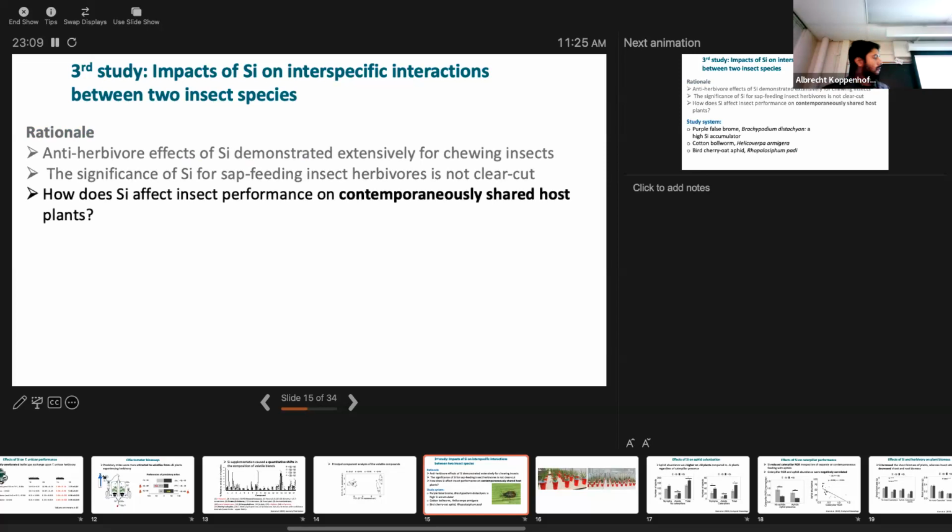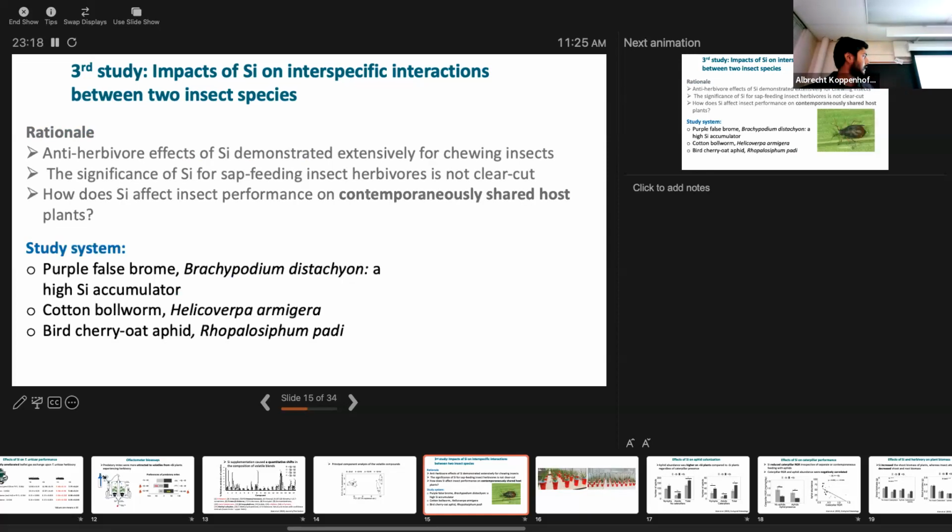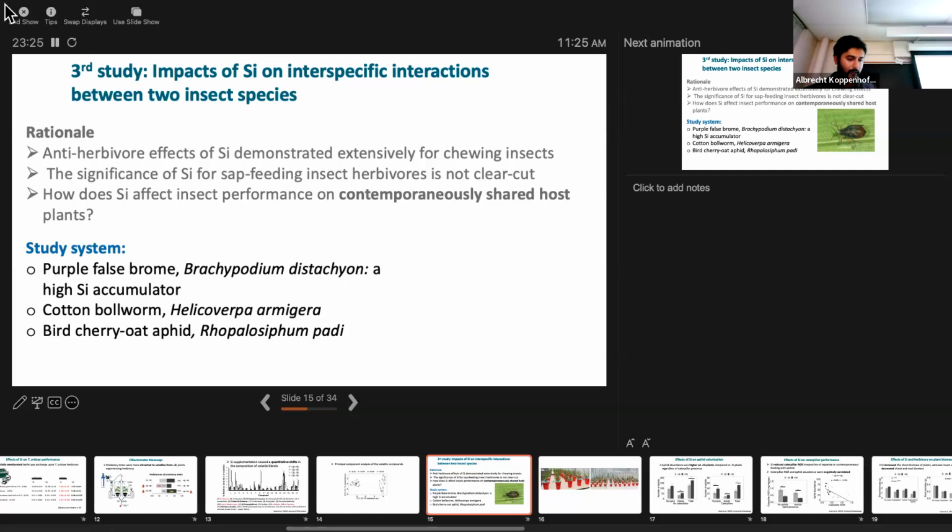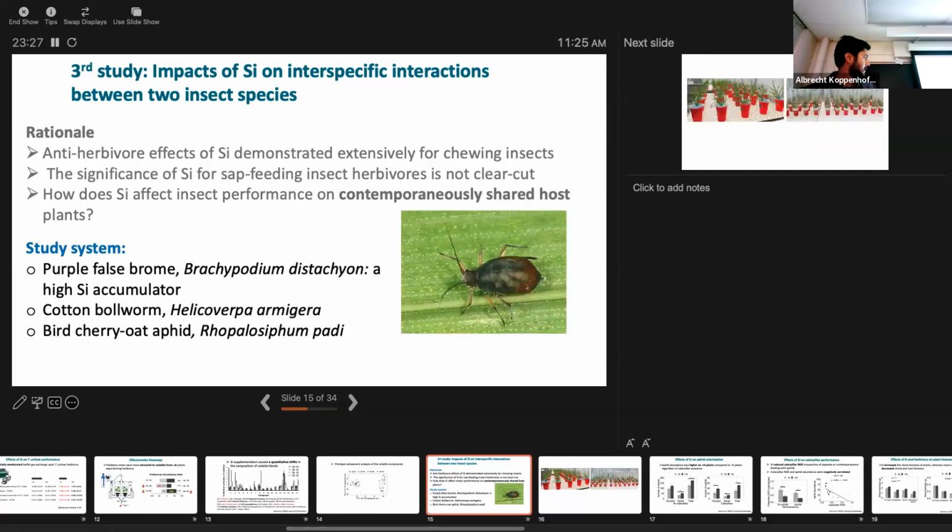So we asked how silicon affects insect performance on contemporaneously shared host plants. So we used two different insect herbivores. One is cotton bollworm, Helicoverpa armigera, and another is bird cherry-oat aphid, Rhopalosiphum padi. So one chewing insect and another fluid-feeding insect. So we tried to look at how silicon affects them when they are sharing a host plant.